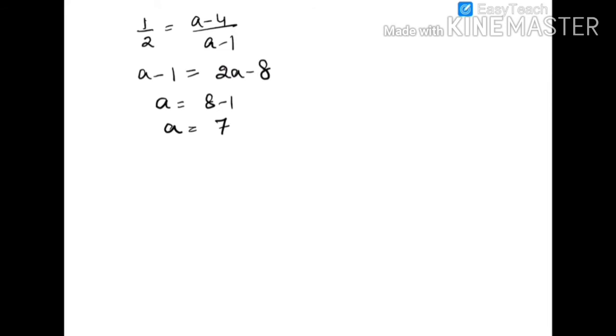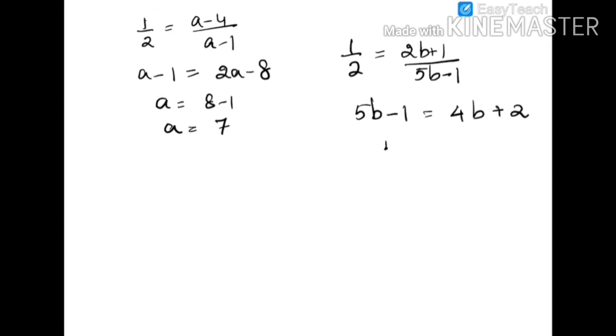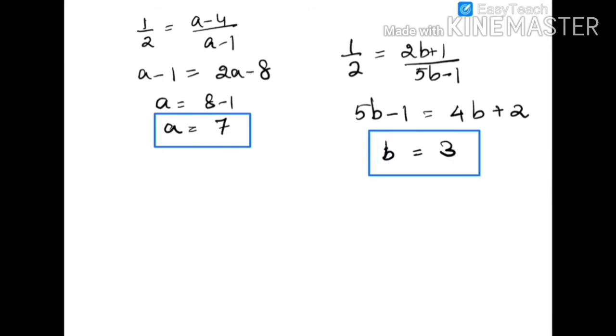Equating the other two fractions, that is 1 upon 2 equal to (2b plus 1) divided by (5b minus 1). Cross multiply, we have 5b minus 1 equal to 4b plus 2. So we get b equal to 3. So these are the values of a and b.